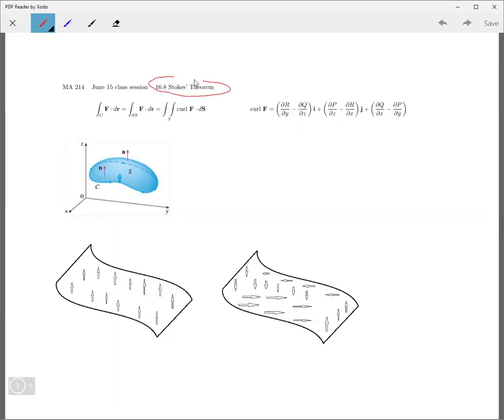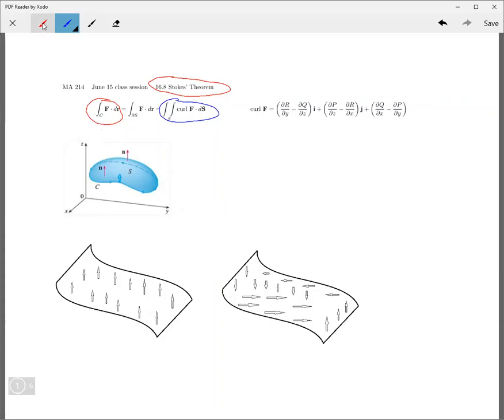We're going to talk about Stokes Theorem. First of all, just a general overview: what Stokes Theorem does is it relates the line integral around a curve to the surface integral. This is dealing with a vector field, so the integral of the curl over the surface of the object is equal to the integral of the vector field dot dr around the outside.